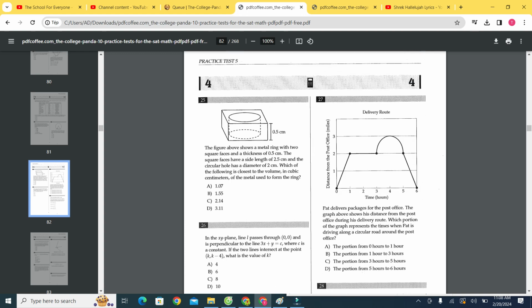In question 25, we have a metal ring with two surfaces, and the thickness of the rectangle box is 0.5 centimeter. The surfaces have square faces, and each side has a side length of 2.5 centimeter. Also, in the box we have a hole with a circular shape with a diameter of 2 centimeter. They ask, what is the volume of the metal to form the ring?